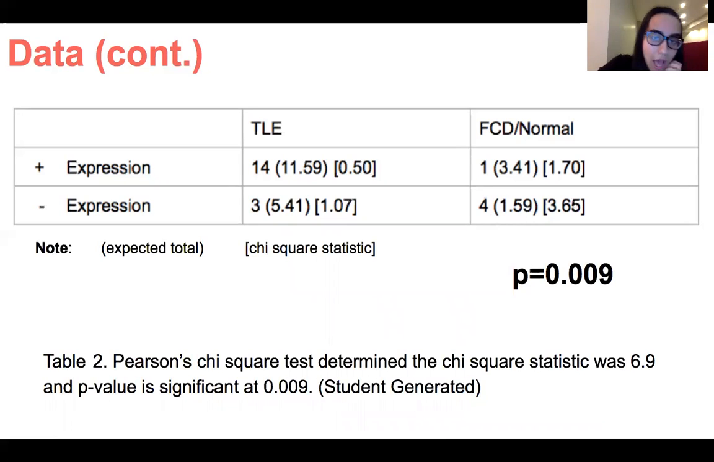So basically, these were calculated, and the chi-square statistic was 6.9, giving us a p-value of 0.009, which is statistically significant, with p being less than 0.05. So this means that our data for the TLE and FCD samples of their variability of the specific isoform was statistically significant.